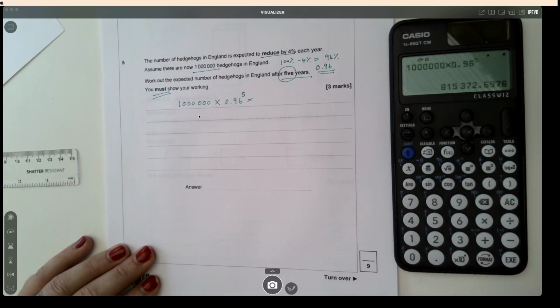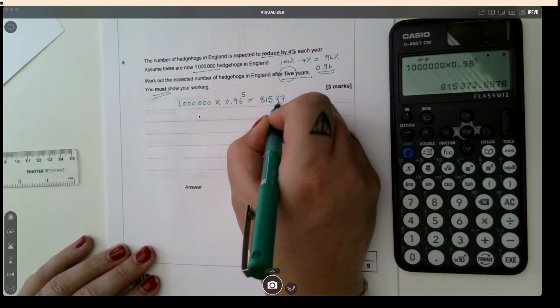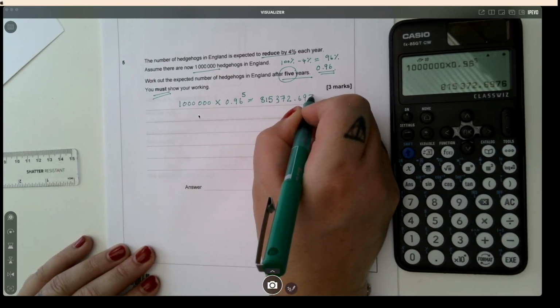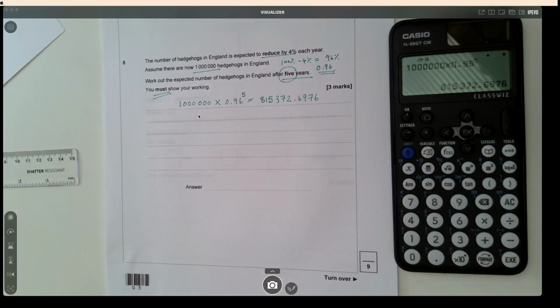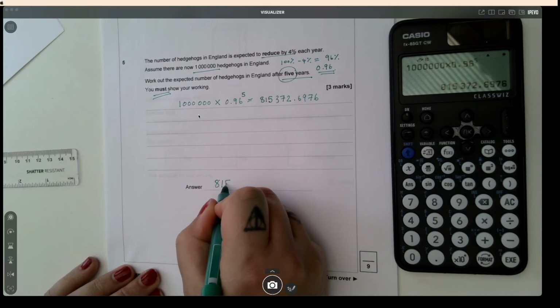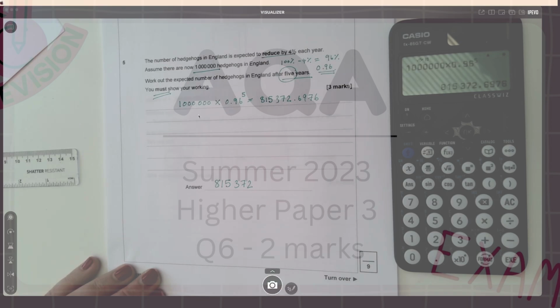We're going to press equals. So we have 815,372.6976. We can't have 0.6976 of a hedgehog. So on our answer line, we're just going to put the whole number part.